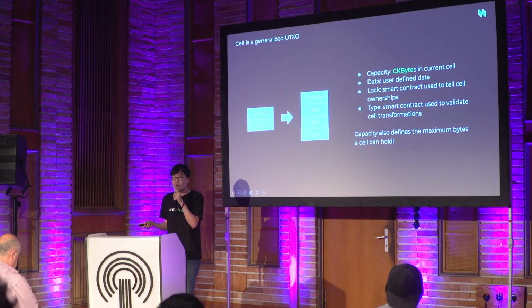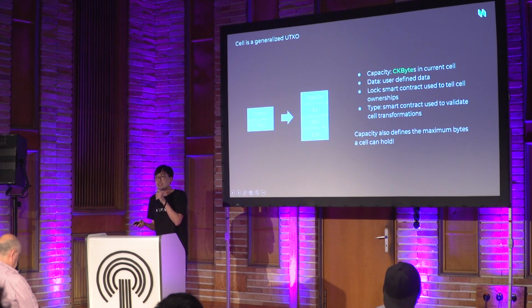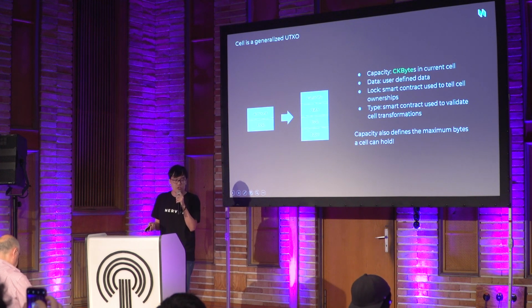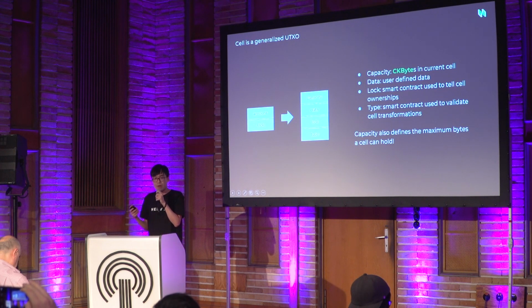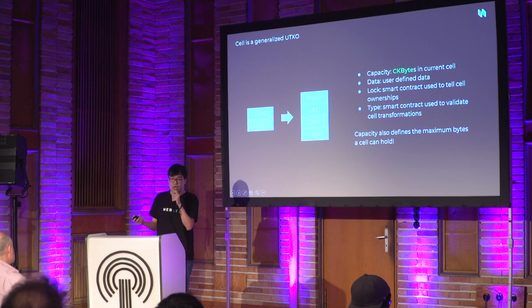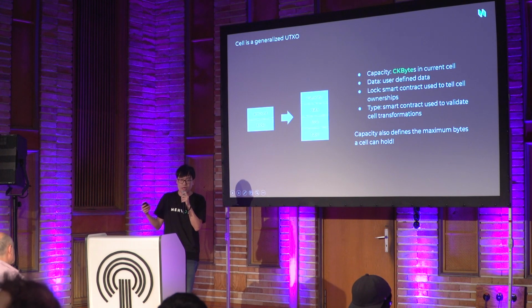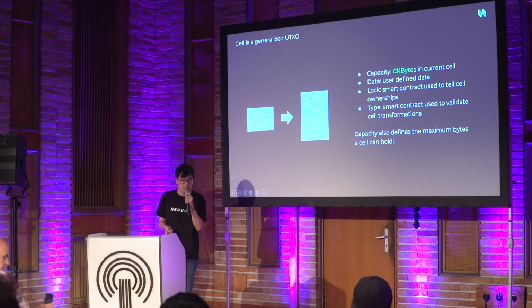So we actually start from UTXO, and we designed a new model called the cell model. If you look back at the UTXO, it actually only has amount and lock. Amount says how many tokens you have in the current UTXO, and lock is the ownership part, where you ensure that this UTXO stays yours and no one can steal it. We expand this model into 4 parts: capacity, data, lock, and type.